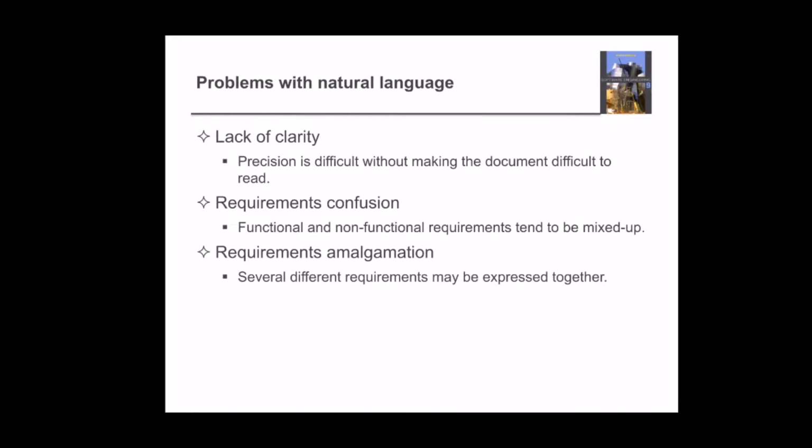What are the problems with this natural language? The first problem is lack of clarity. Precision is difficult without making the document difficult to read. Here what is going to happen is you might write something and the designers will think of it in a different way. That is also possible. Requirement confusion: functional and non-functional requirements tend to be mixed up. When we are dealing with security issues, it can be either treated as a functional requirement or it can be treated as a non-functional requirement. So that is a requirement confusion.